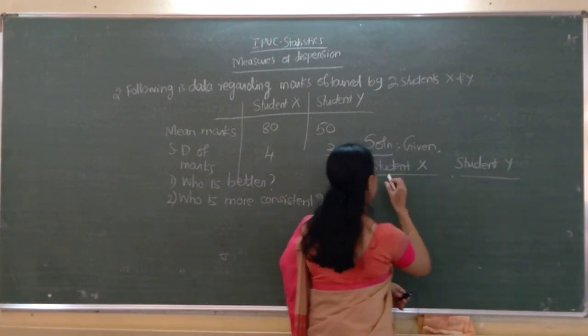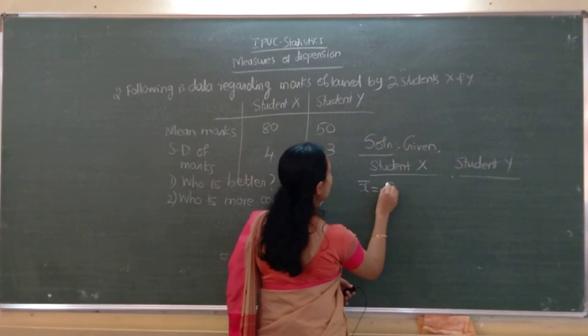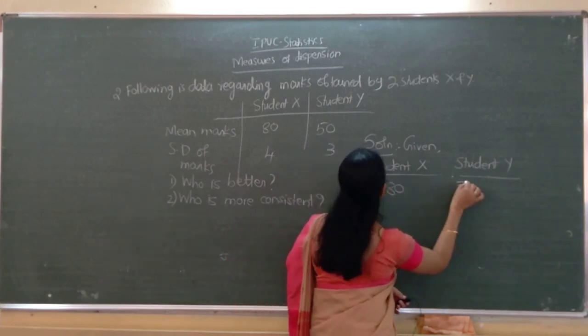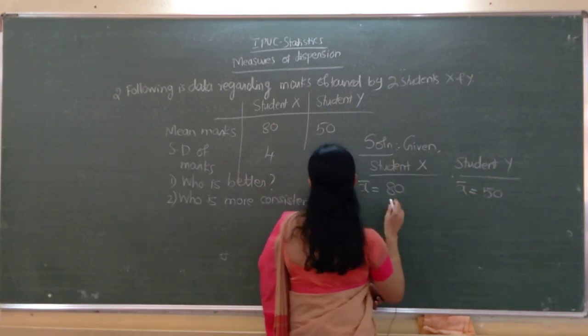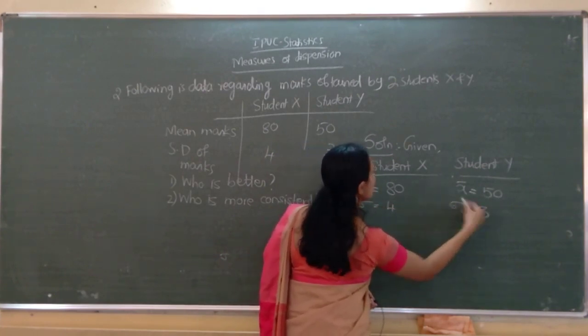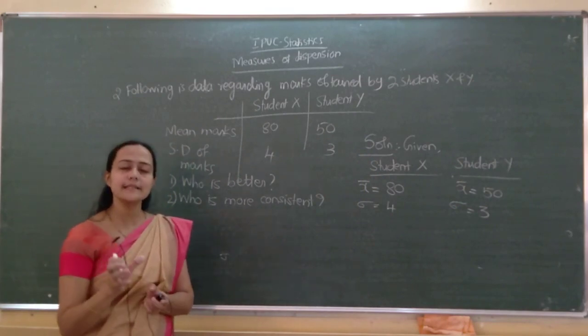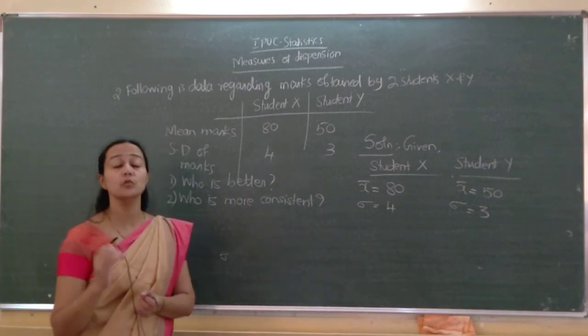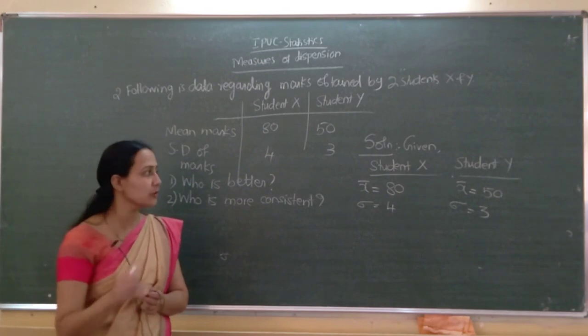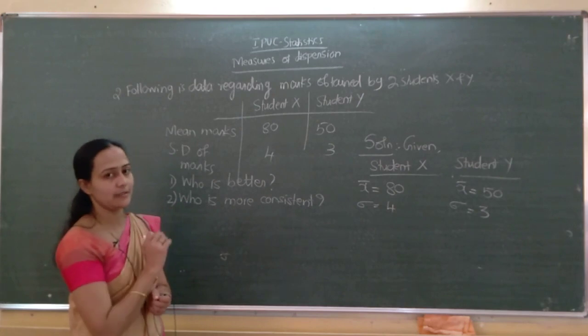Student X, what is given? Mean marks X bar equal to 80. Here X bar equal to 50. Here standard deviation sigma is 4. Here sigma equal to 3. Who is better? Means what? Which X bar is more? Whose mean average marks are more? He is a better scorer, isn't it?